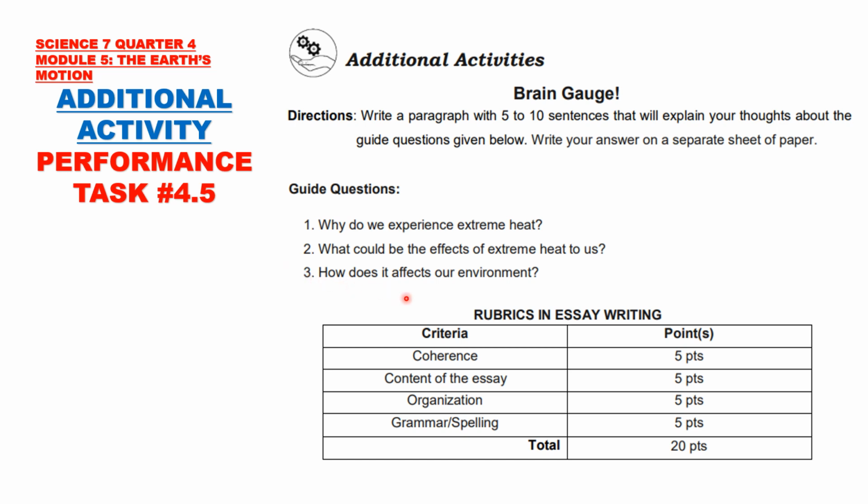So for the additional activity, you will be graded based on this rubric. Criteria, coherence, 5 points. Content of the essay, 5 points. Organization, 5 points. Grammar and spelling, 5 points, for a total of 20 points.